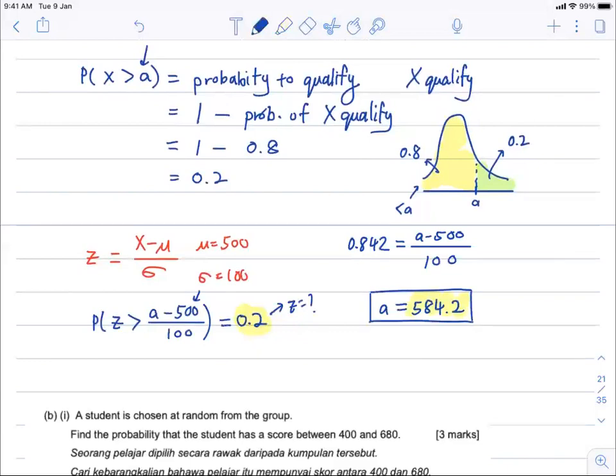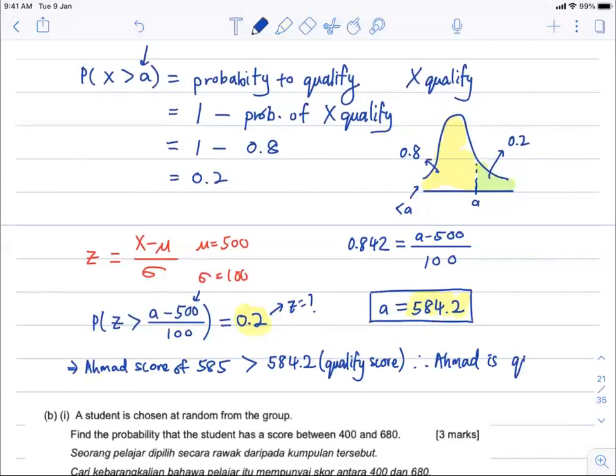So we can write Ahmad's score of 585 is greater than 584.2, which is the qualified score. Therefore, Ahmad is qualified.